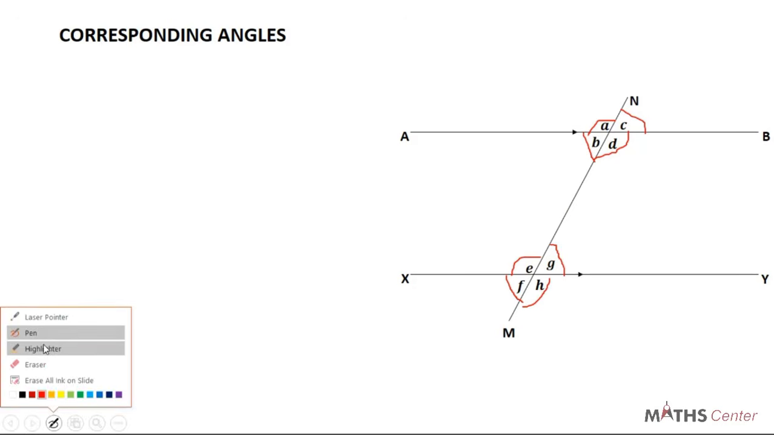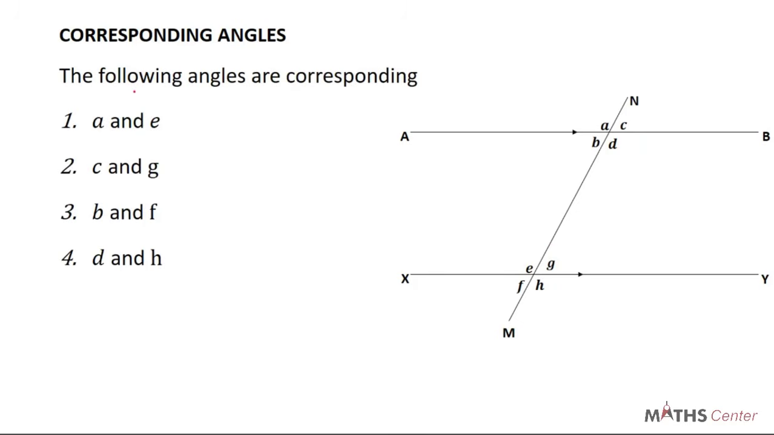I'm going to clean this so that you see it well. So we see that the following angles are corresponding. A and E are corresponding, C and G are corresponding, B and F are corresponding, then D and H are also corresponding. What are the properties? Corresponding angles are equal. So A is equal to E, C is equal to G, B is equal to F, and D is equal to H because they are corresponding angles.